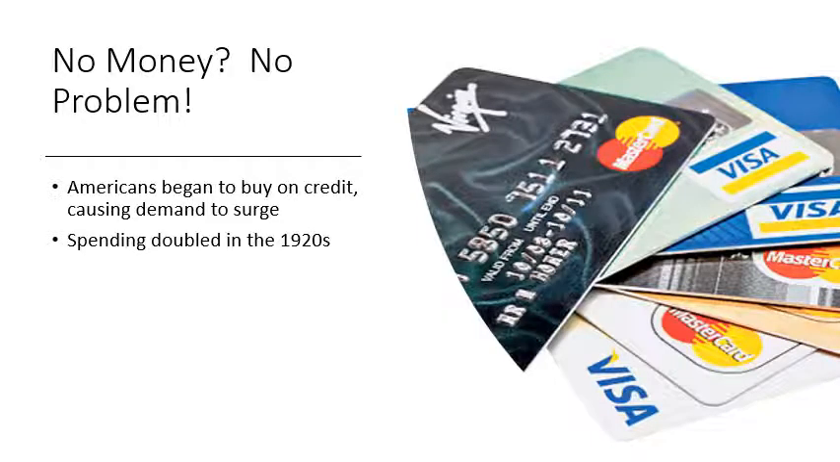With this economic growth, credit begins to be used en masse around the country to fuel this demand to buy things. So you see the idea of "no money, no problem." Americans begin to buy on credit, causing demand to surge. Banks are willing to lend money so that people can buy things they can't necessarily afford and pay it back. Because of that, spending doubled in the 1920s. People are buying beyond their usual means on credit.